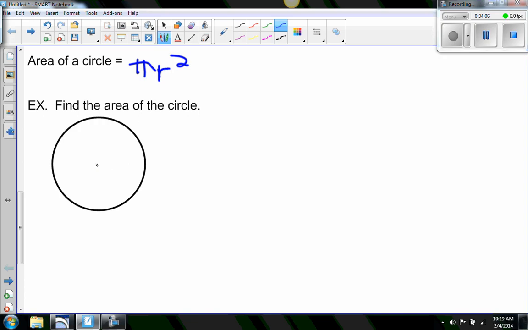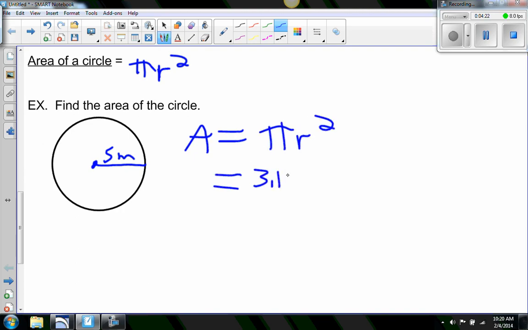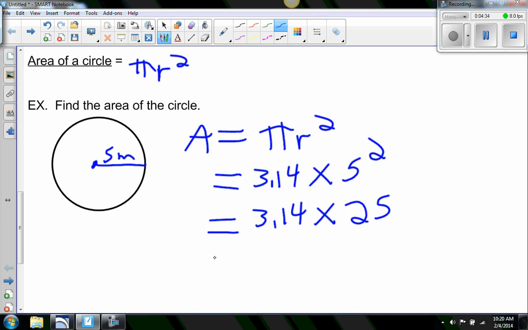So on this circle, if I know that my radius is 5 meters, again, if they give you the whole diameter, you would just take half of it, right, to find the radius. This one, I'm giving you the radius. So we're going to start with our formula. So area equals pi r squared. I'm going to fill in what I know. Pi is 3.14. My radius is 5, and I have to square it. So can't do anything with the 3.14 until I do my exponents. So 5 squared, 5 times itself, which is 25. And then I just need to multiply those two, and I should have my answer.